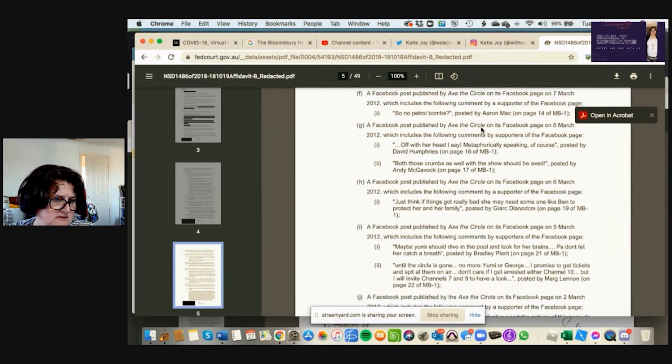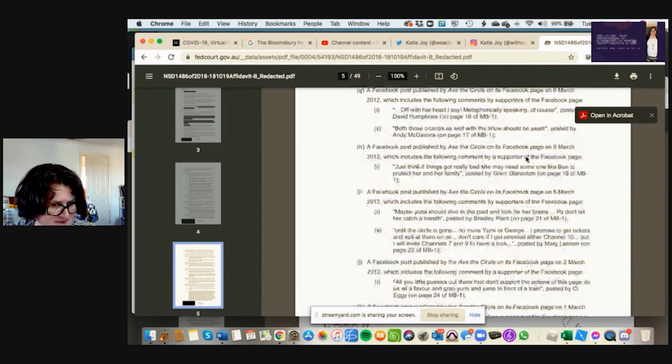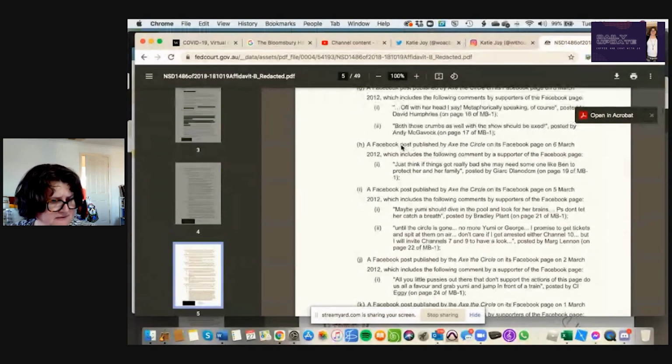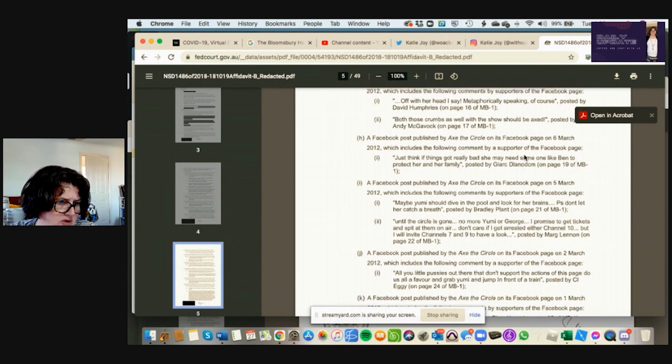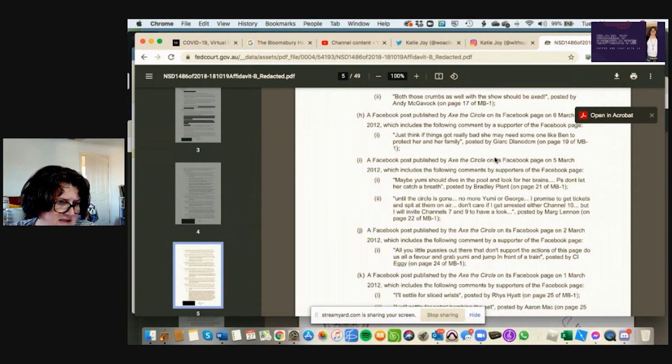Facebook post published by Access Circle, 6th of March 2012. Off with her head, I say, metaphorically speaking, of course. Are those crumbs as well? The show should be axed. A Facebook post published by Access Circle on its Facebook page, 6th of March, which includes the following comment by a supporter. Just think if things got really bad, she may need someone like Ben to protect her and her family.